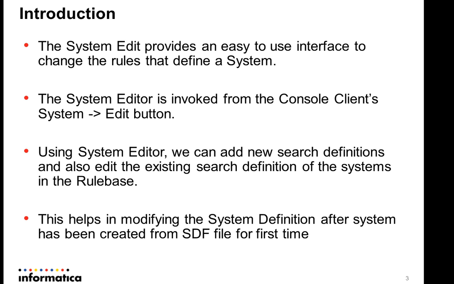The system editor basically provides an easy to use interface to change the rules that define a system. The system editor is invoked from the console client, system and then edit button. Once we create the system from the SDF, let's say we want to add a new search definition or multi-search definition, or we want to remove some options or disable some options after the system has been created from the SDF. We can do it from the IIR console client by going to system and then edit button.